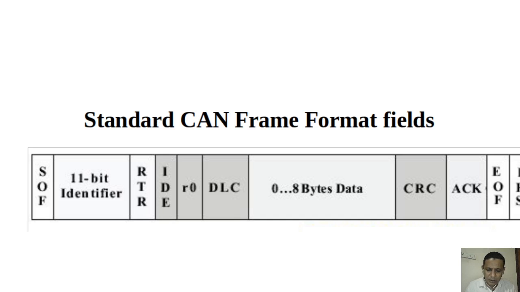So this is the standard frame format. This is the start of frame, 11-bit identifier, remote transmit request, IDE, R0, data length code, 8 bytes of data, cyclic redundancy check, acknowledgement, end of frame. All these are the fields in the standard frame format.